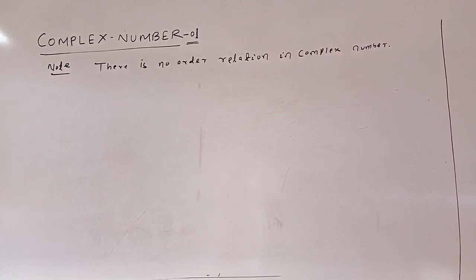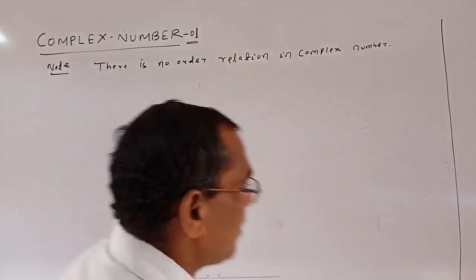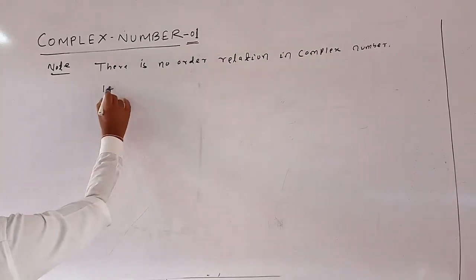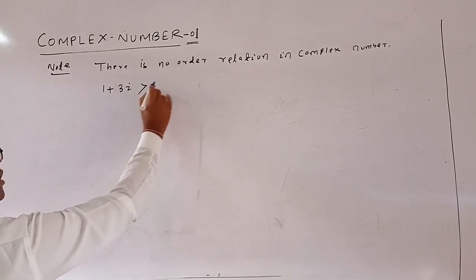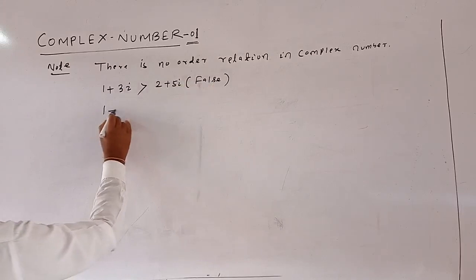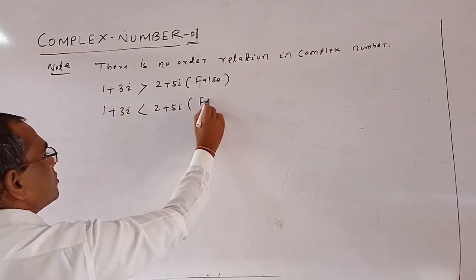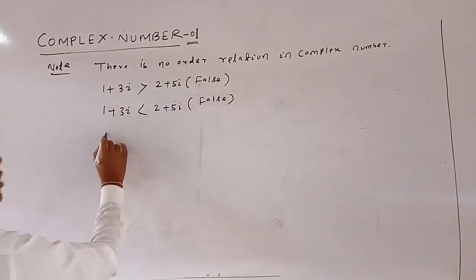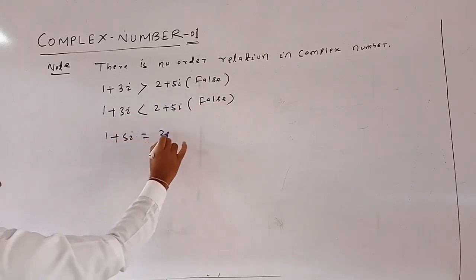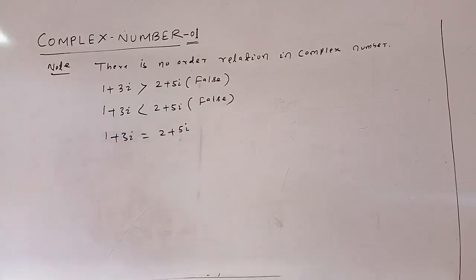Note, there is no order relation in complex numbers. So in complex numbers, which one is greater and which one is less, we cannot determine, because there is no order relation. For example, 1 plus 3i is greater than 2 plus 5i. This is false. 1 plus 3i less than 2 plus 5i. This is also false. 1 plus 3i equal to 2 plus 5i. This is also false.